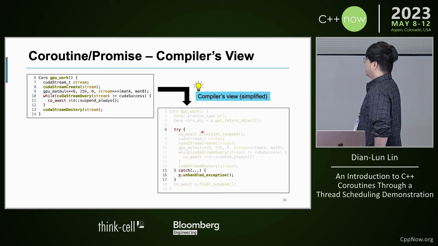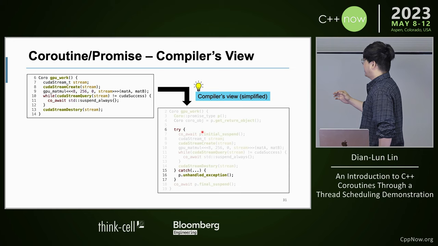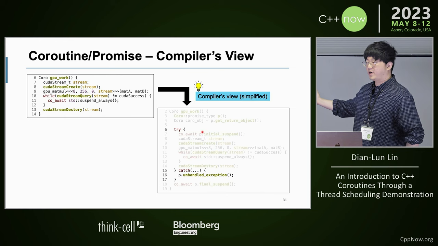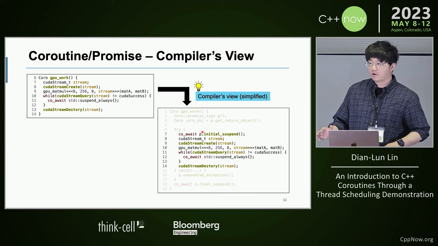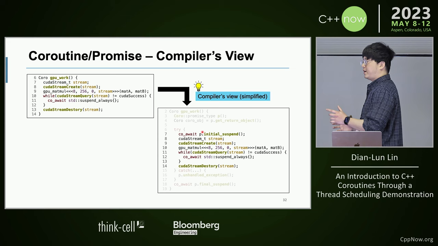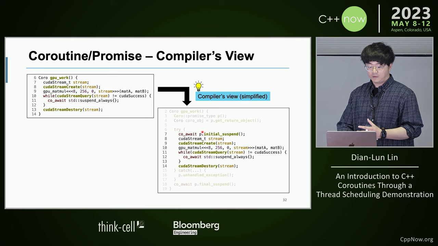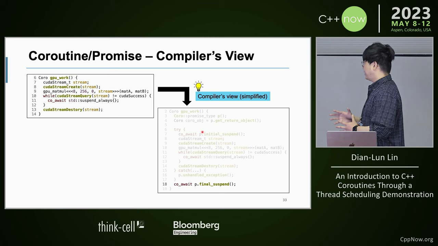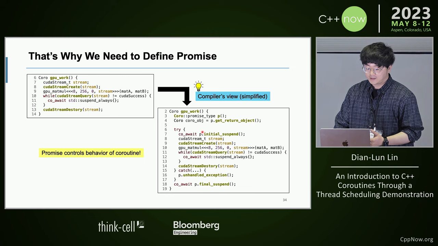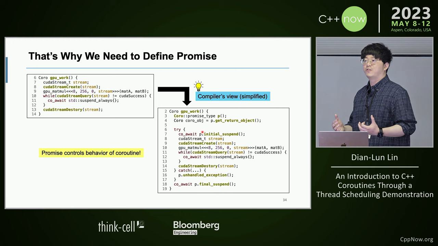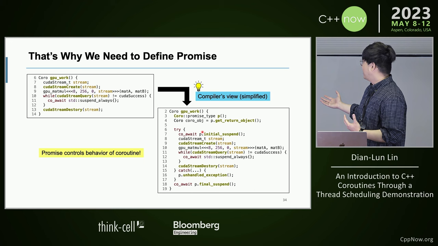Another part is here. Inside the coroutine, the compiler adds a try and catch block. And inside the catch section, it will call unhandled_exception. That's why, again, you need to define unhandled_exception. And the most important part is this coroutine body. Before we go into the coroutine body, the compiler will add this line, p.initial_suspend, to determine whether you want to suspend at the beginning of the coroutine. And finally, we have final_suspend at the end of the coroutine. Also, it determines whether you want to suspend at the end of the coroutine. So you can see why we need to define promise. Promise really controls the behaviors of the coroutine, like the beginning and the end of the coroutine, and also handles the exception. So that's why. And that is promise.